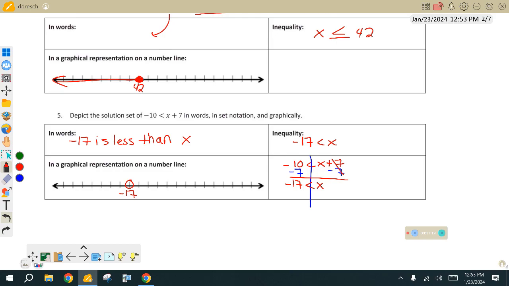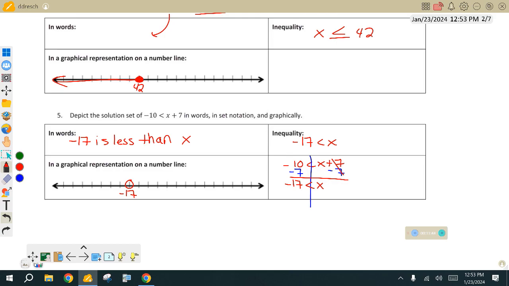And then we always ask ourselves, do I close that circle? No. And that should be immediate. If you're sitting there going, I don't know if it's open or closed, raise your hand. Ms. Keel and I will come around and clarify that for you. But again, the reason we're not closing it is that it doesn't have an equal to underneath. That means it's open. That means negative 17 is not going to be a solution.